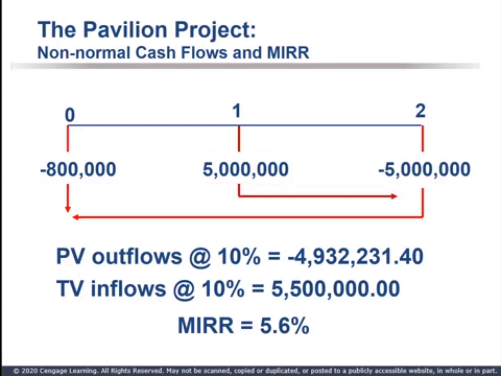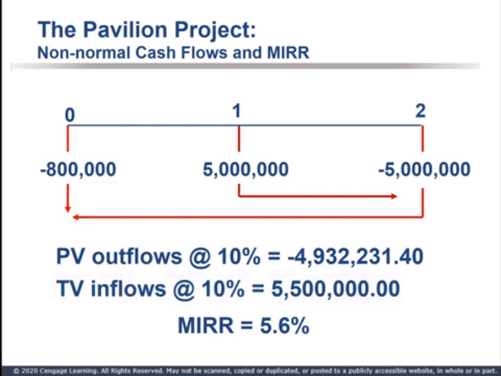With the Pavilion project, we have 2 outflows at time 0 and time 2. So the cash flow at time 2 must be discounted back to time 0 and added to cash flow 0. Negative $5 million divided by 1.10 squared is equal to a negative $4,132,231.40. Adding the initial $800,000 outflow results in a present value of a negative $4,932,231.40. Future valuing the $5 million at time 1 equals $5.5 million.